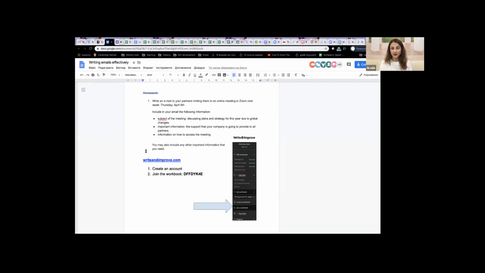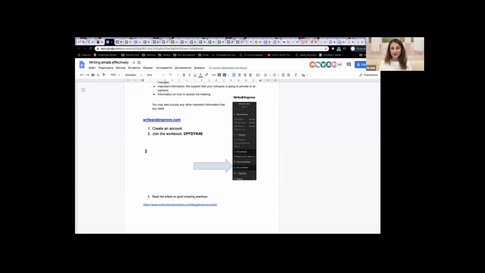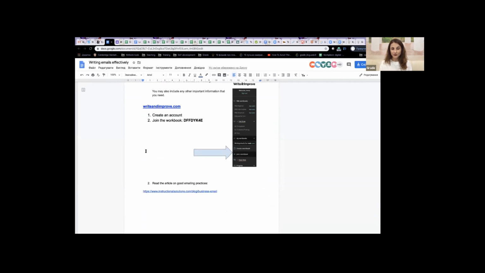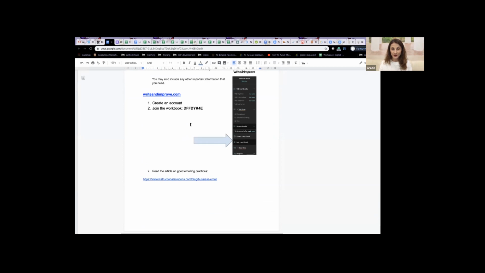Homework: write an email to your partners, the site, the Write and Improve, how to access the task and join the workbook. We will include this in the email now as well, the recording and the PowerPoint presentation as well. Are there any questions?